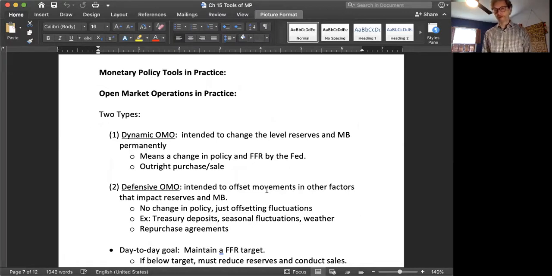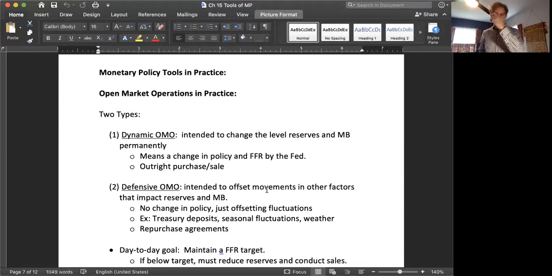What is a dynamic open market operation? It's intended to permanently change the monetary base, right? So when the Fed conducts a dynamic open market operation, it's a permanent change. They're trying to aggressively change the federal funds rate. So this is usually when the Fed changes the target, they will conduct a dynamic open market operation. And oftentimes this means an outright purchase or sale of treasury bills.